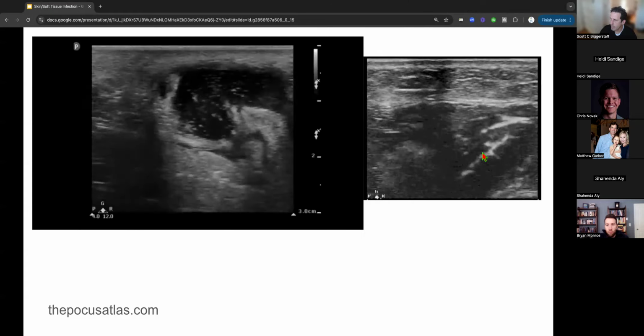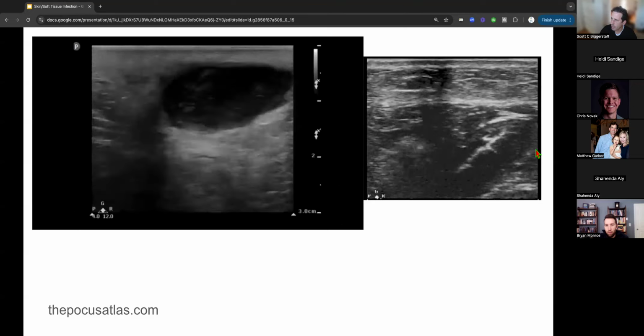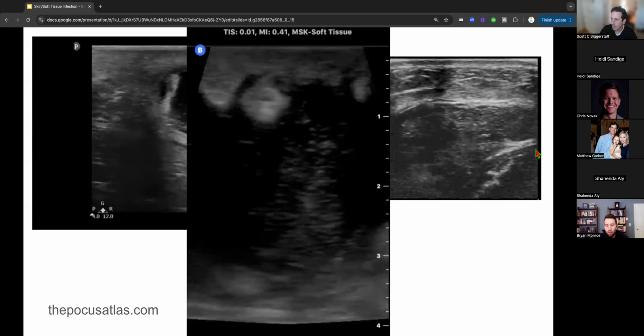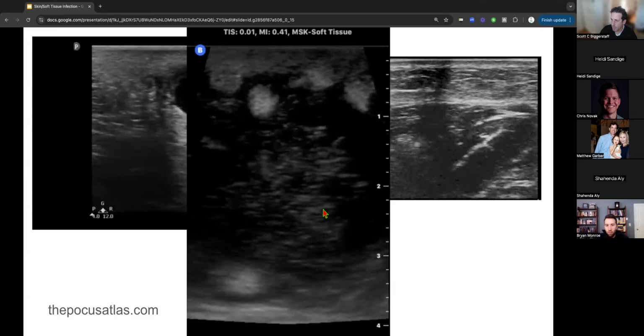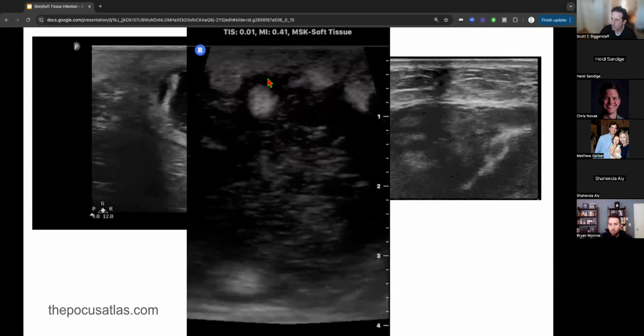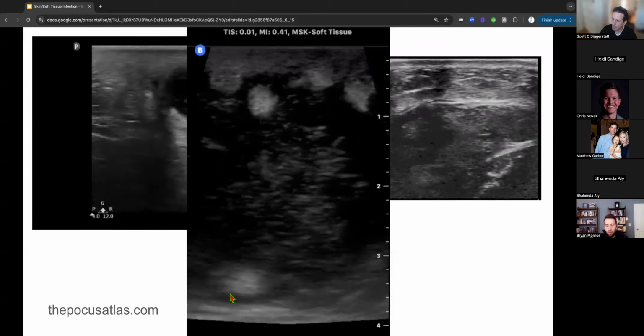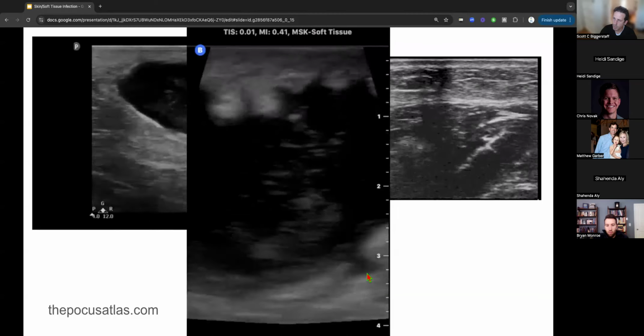Another abscess. This one, they're really emphasizing that swirl sign. And then this was a very large abscess, and we're not even seeing the margins of it laterally, but you can see where it begins up here in that subcutaneous tissue, and then spreads all the way down here to almost 4 centimeters.